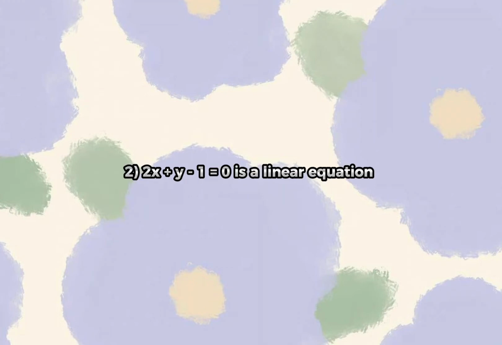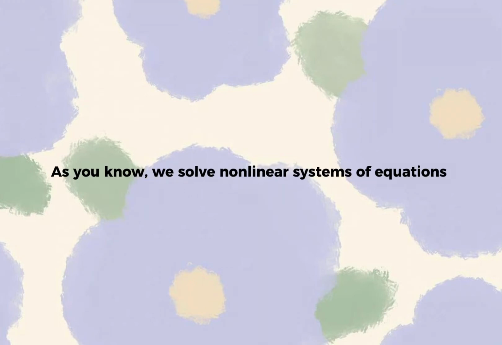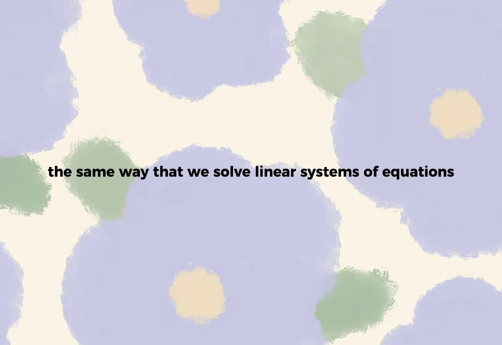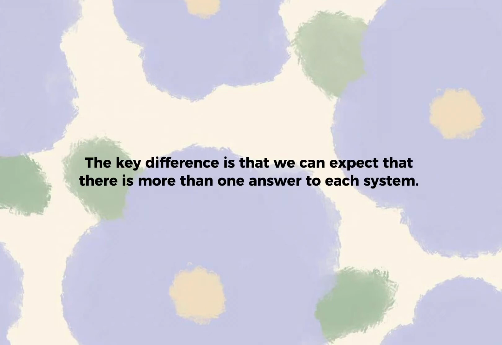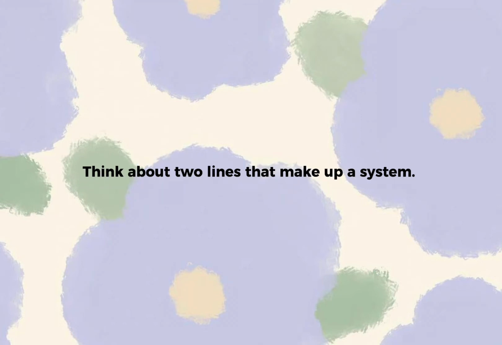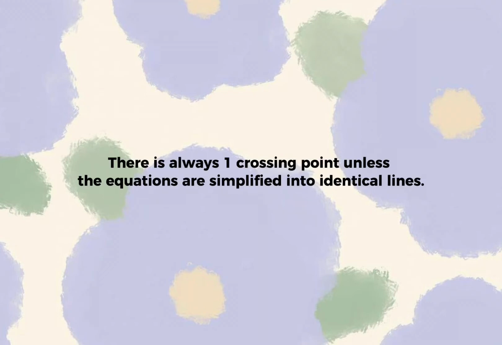a linear equation. As you know, we solve nonlinear systems of equations the same way that we solve linear systems of equations. The key difference is that we can expect that there is more than one answer to each system. Think about two lines that make up a system. There is always one crossing point unless the equations are simplified into identical lines.